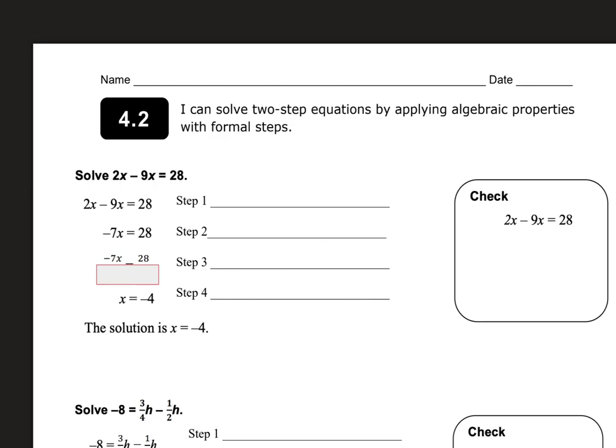So you can solve two-step equations by applying some algebraic properties, and this video, this note session, is to talk about the steps specifically. I kind of covered up steps. There it is. We'll color that blue right now. There we go. Steps. Great. All right, so what are the steps?